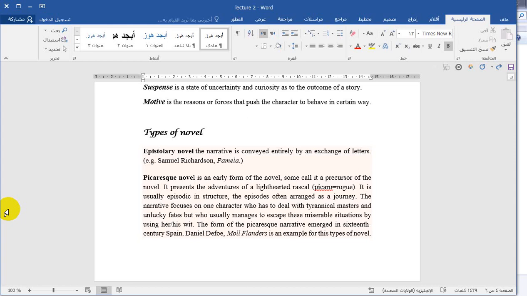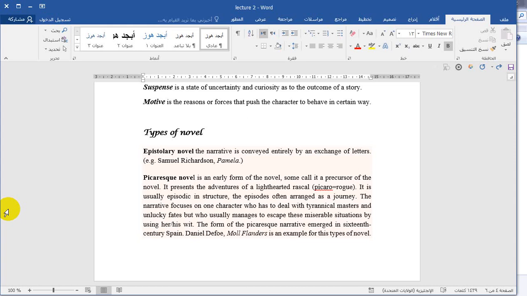So the Picaresque novel is episodic in structure. There we have so many episodes, a story within a story, arranged as a journey. And we have so many characters, so many names, so many places, because those thieves or groups of thieves are wandering from one place to another, and they have so many people or friends who are similar to them. So we have so many names, so many episodes, so many places. The narrative focuses on one character, or more than one character, but in the short story, one character actually.